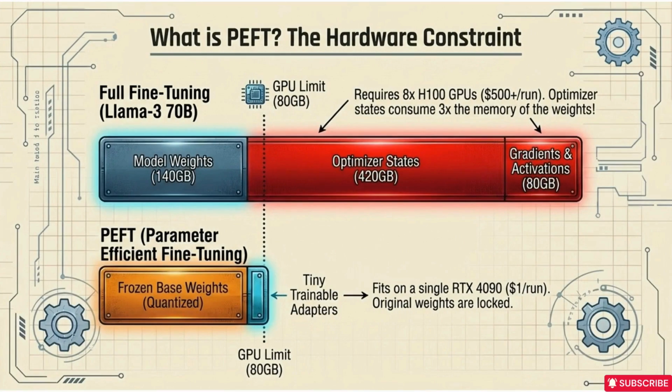Full fine-tuning updates all model weights. But large models have billions of parameters, and updating everything requires huge GPU memory. This is where PEFT comes in. PEFT means parameter-efficient fine-tuning. Instead of updating the entire model, we freeze most of the base model and train only a small number of additional parameters. This makes fine-tuning cheaper, faster, and possible on smaller GPUs. LoRA and QLoRA are the most popular PEFT techniques.